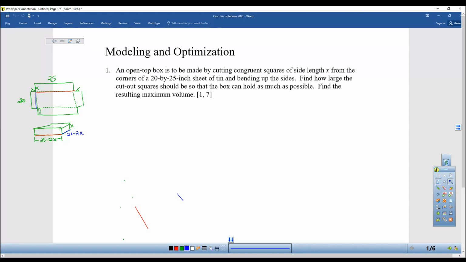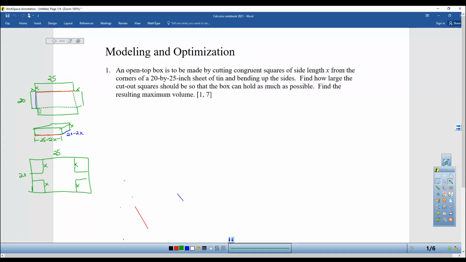Now I just drew it one way. There's so many ways I could have drawn it. Again, starting with my 20 by 25 inch sheet of tin, I could have cut out much larger x's, and that would have given me a different shaped box. The question is, does it have a different volume? Absolutely. So depending on how much you cut out, this is all going to change.